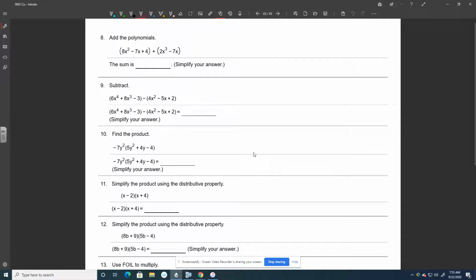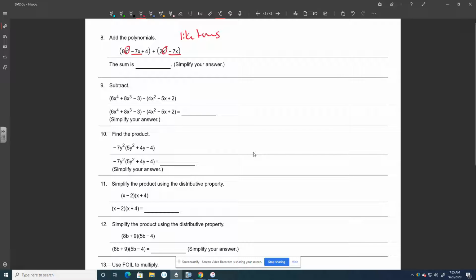Okay, number 8, adding polynomials. All of these are being added together, so none of the exponents are going to combine. We're looking for like terms. We're looking for variables that are the same. So anything with an x squared can go with other x squareds. X cubes can go with other x cubes. X's can go with other x's. And constants like this 4 can go with the 4.